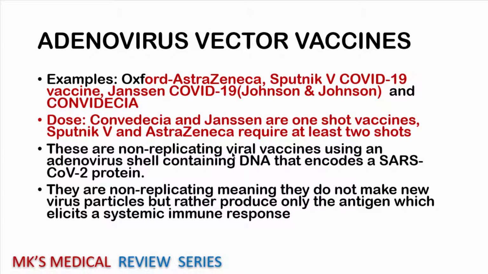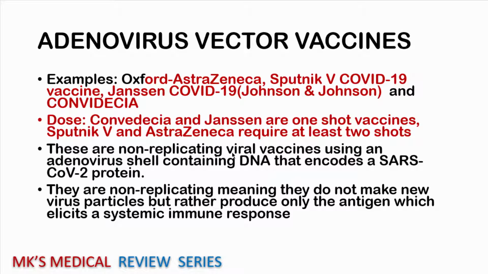Then moving on to the adenovector vaccines, or vaccines rather, I don't know why I say viruses all the time. Examples include the Oxford AstraZeneca, which is currently present in our setup, the Sputnik V COVID-19 vaccine, and the Janssen COVID-19, or the Johnson COVID-19, which is also present in our setup. Then you also have that one there that I will not attempt to pronounce. The Johnson and the one that I will not attempt to pronounce are given as single shots. Then the Sputnik V as well as the AstraZeneca require at least 2 doses.